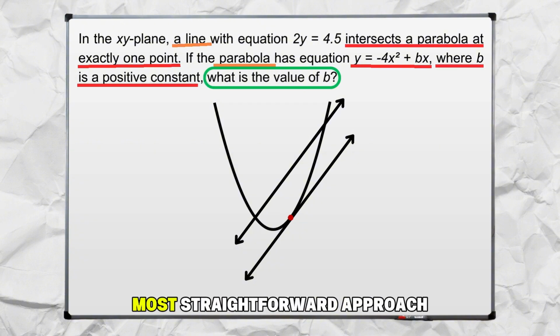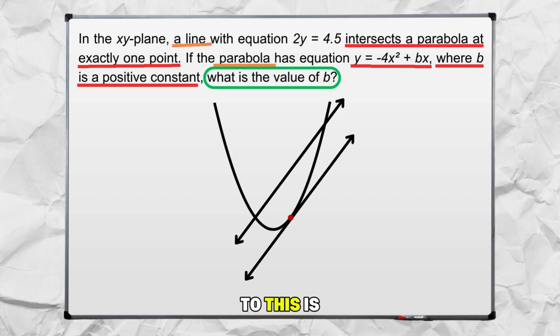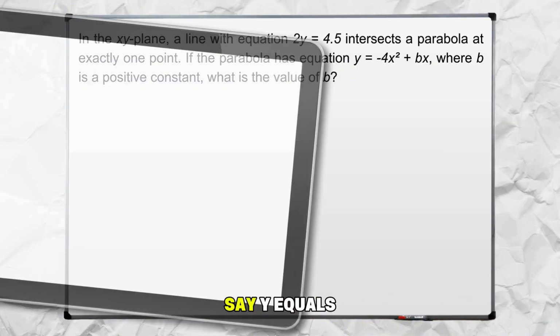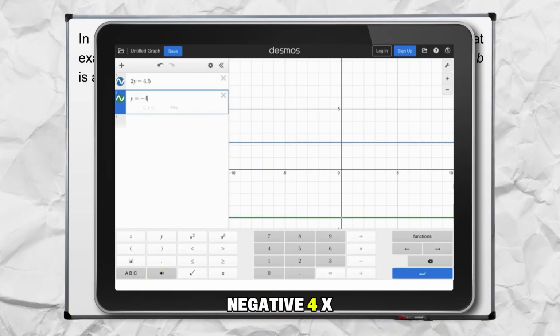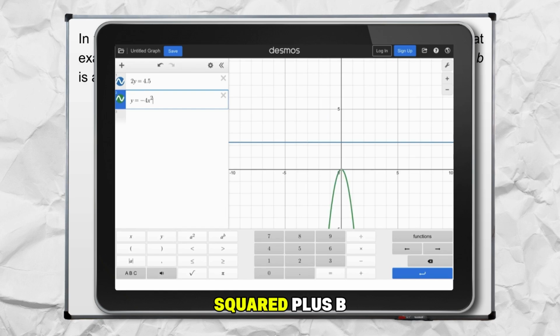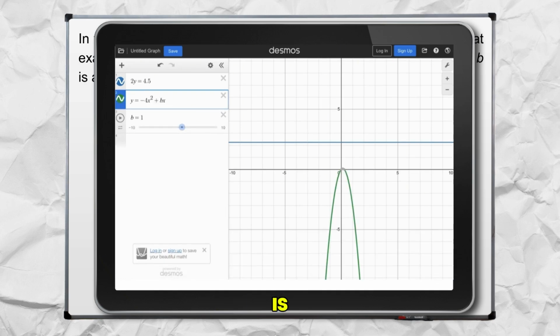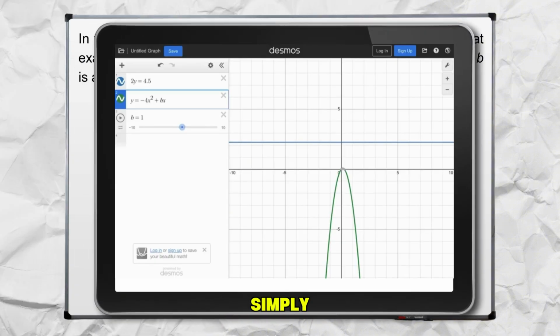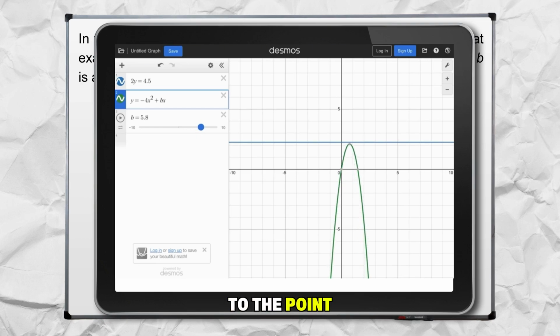The fastest and most straightforward approach to this is going to be using Desmos if we're lucky. So we could say 2y equals 4.5. That's going to give me a line. Then I could say y equals negative 4x squared plus bx. Now here's a problem. We don't know what b is. So Desmos is just going to give us the option of using a slider. Now we could simply maneuver this slider to the point where there's exactly one solution.